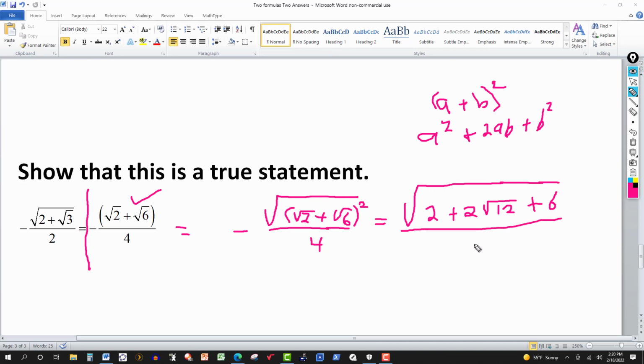That's over 4. Now let's just simplify inside. Under the radical, or the radicand, 2 and 6 is 8. And that's going to give me still, plus 2 square root of 12 over 4. Can you see it yet or not? And by the way, I have the minus sign. Let's carry through the minus sign here.